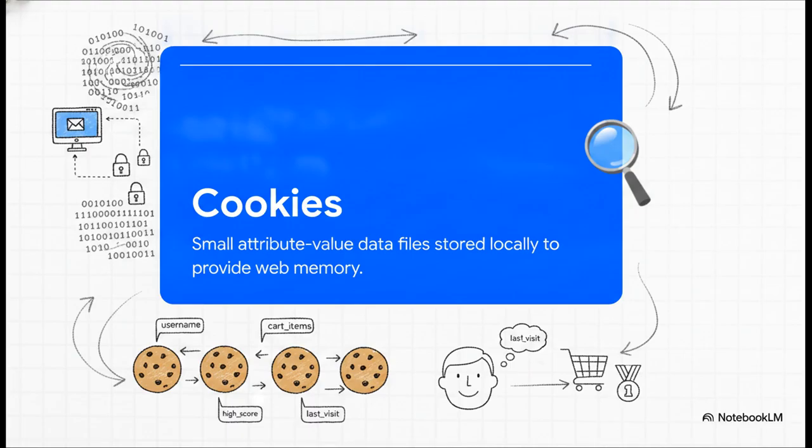But what about memory? How does a website actually know you've been there before? Well, the answer is cookies. Cookies are these small data strings saved directly onto your computer by the browser. They're stored simply as attribute value pairs. Using JavaScript, a web page can read and write these cookies locally to remember things like your name, your past purchases, or how many times you've visited the site. It's what makes your experience feel seamless across different browsing sessions.